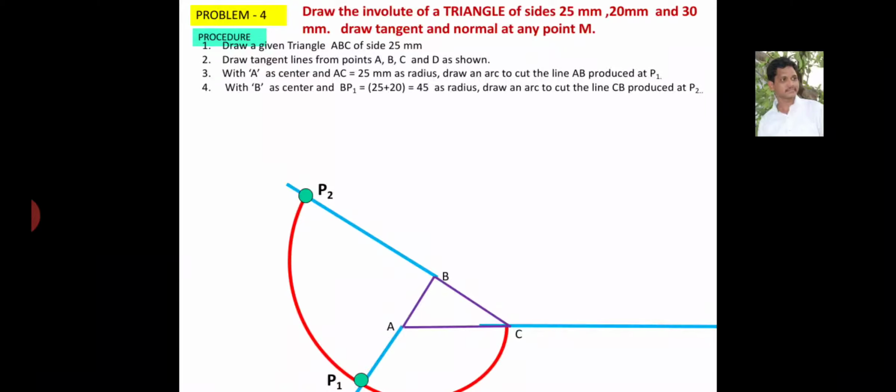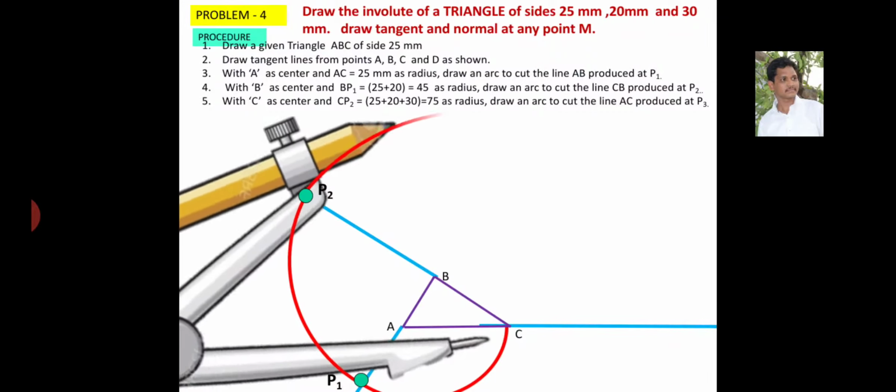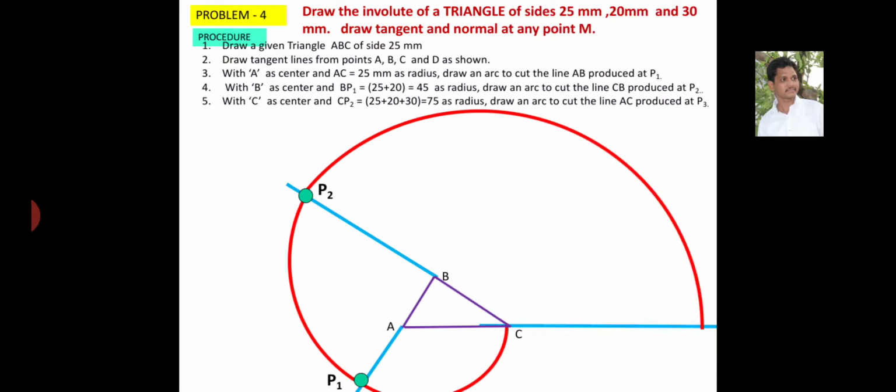Now similarly, C as center and radius equal to CP2, draw an arc to cut the line AC to produce point P3. This is our required shape of the involute.